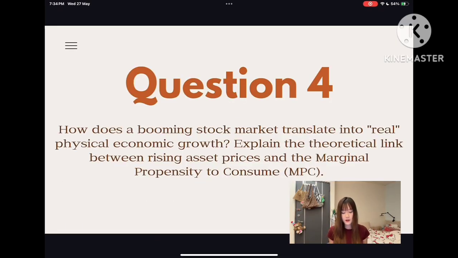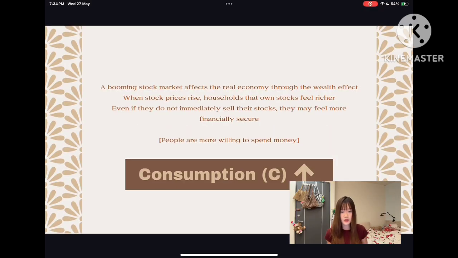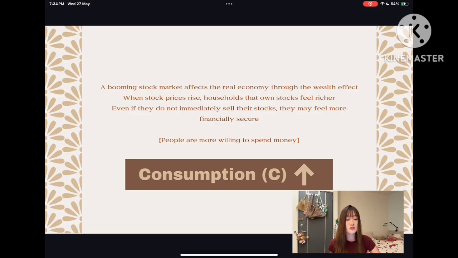Finally, question 4. How does a booming stock market translate into real physical economic growth? Explain the theoretical link between rising asset prices and the marginal propensity to consume, MPC. At first, the stock market may seem like something purely financial. Stock prices go up and down, but they are not the same as real production, real goods, or real services. However, a booming stock market can still affect the real economy through something called the wealth effect.